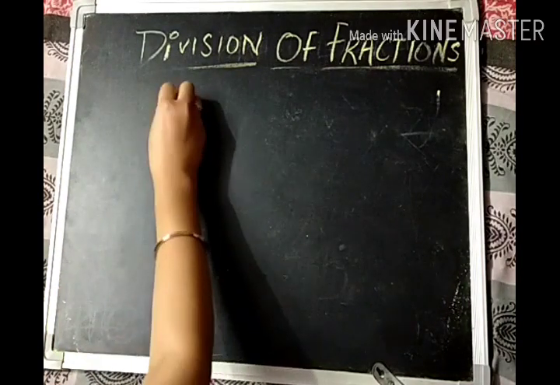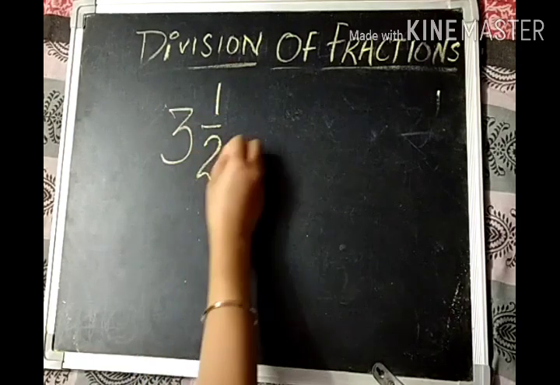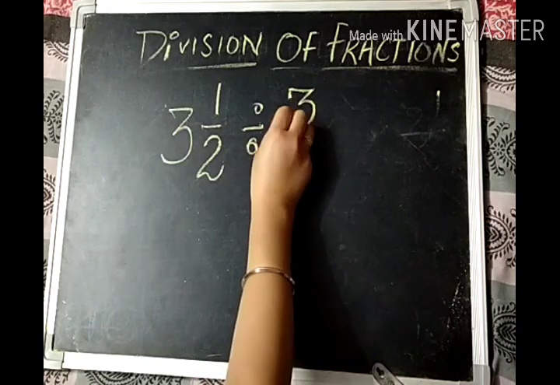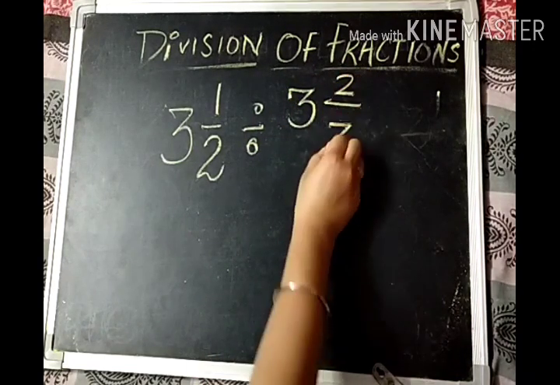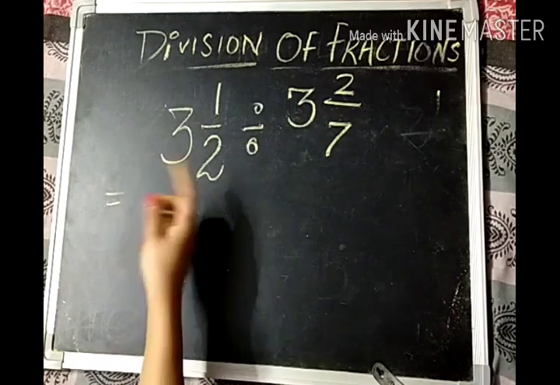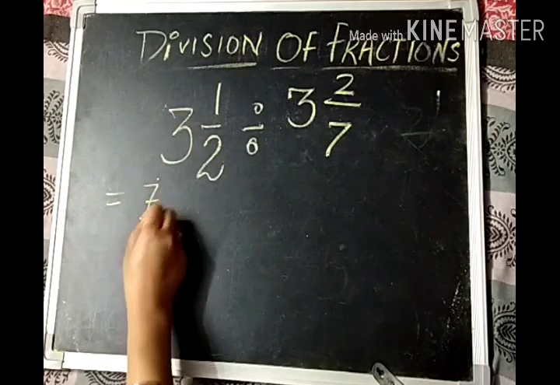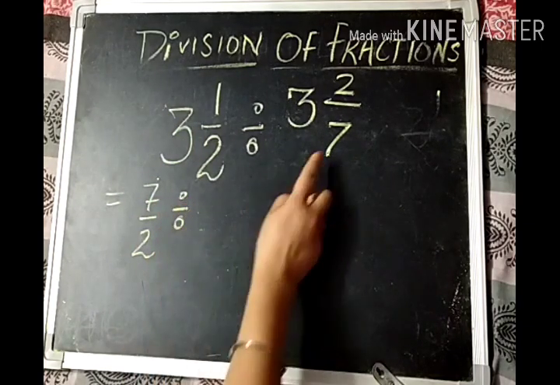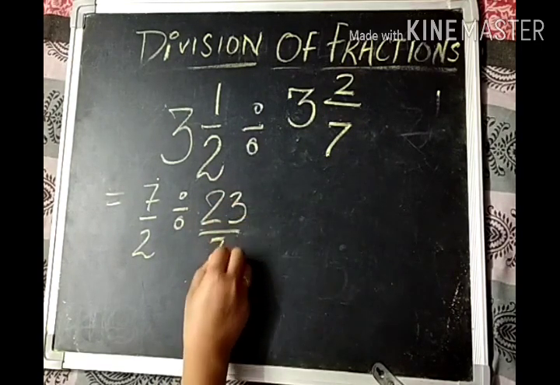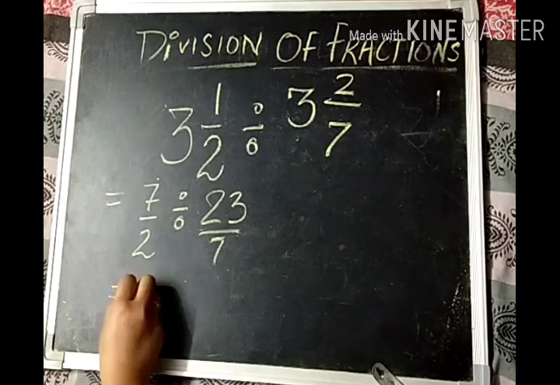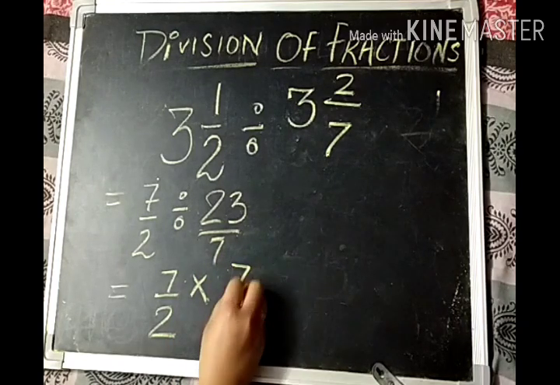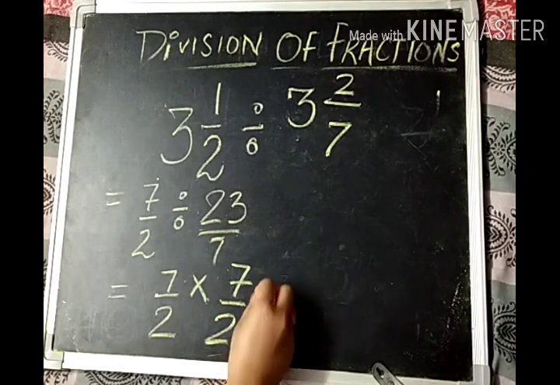Last and the trickiest, if we have to divide 3.5 into, suppose, 3 full and 2/7. Now what was the first step? You have to write this as an improper fraction. So this will be written as 7 halves divided into 7 3s are 21 plus 2, 23/7. What was the next step? You have to write this as it is. You will change it into a multiplication sign. You will write 7/23. And what was the next step?